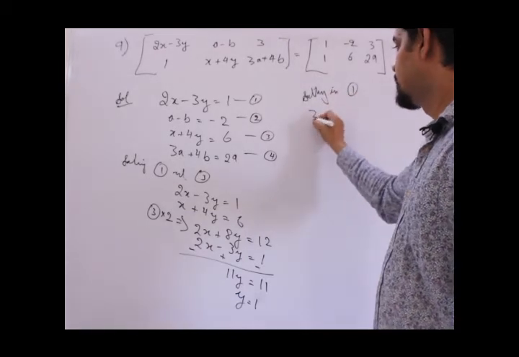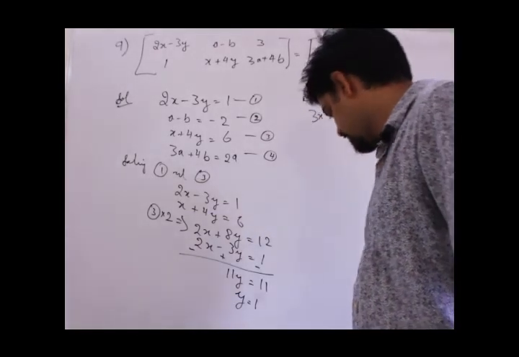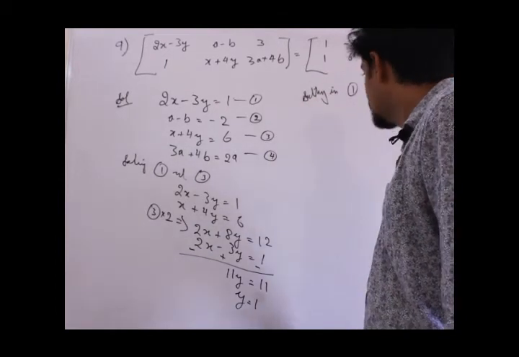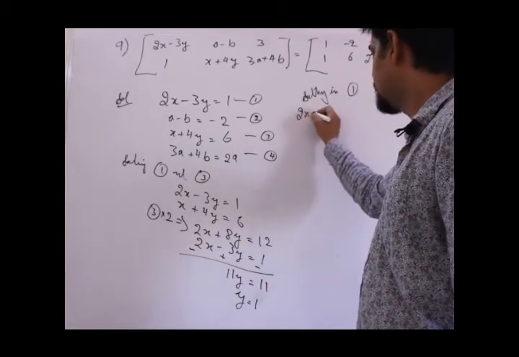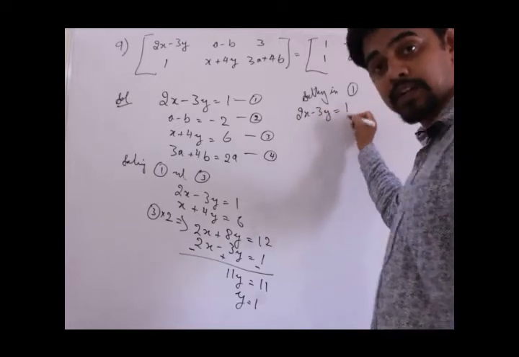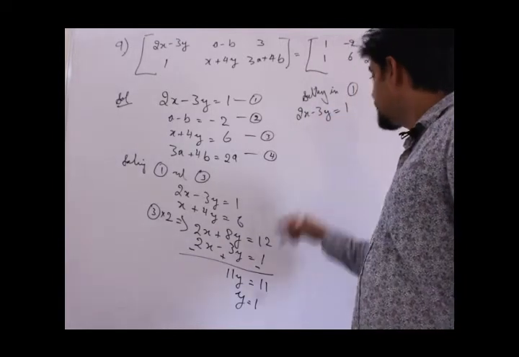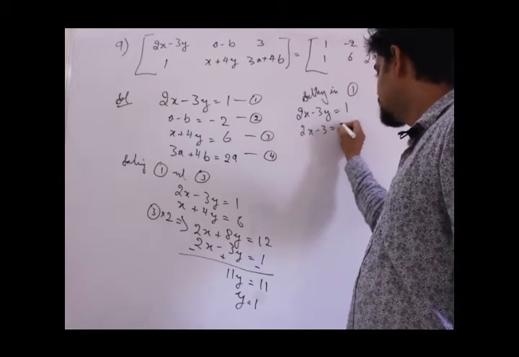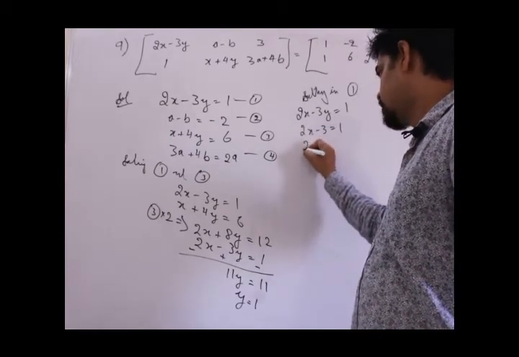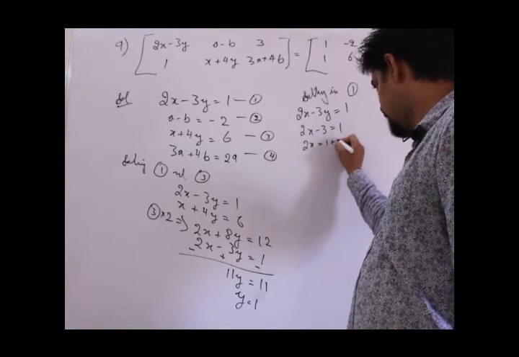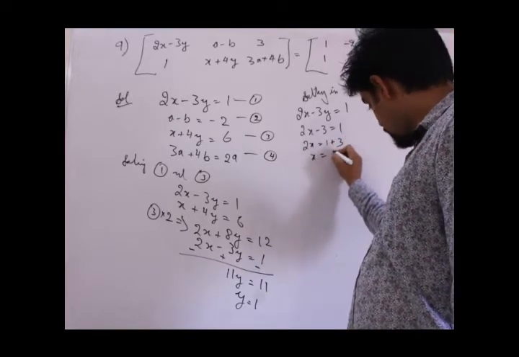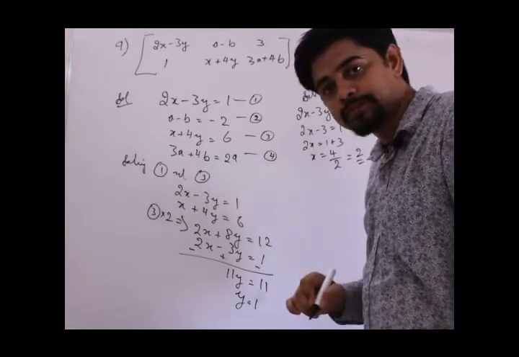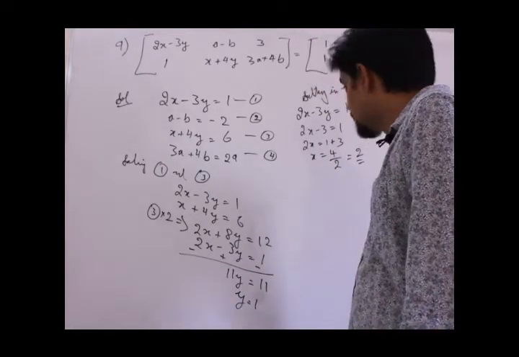So 2x minus 3y is equal to 1. Substituting the value of y as 1 here, this will be 2x minus 3 is equal to 1. 2x is equal to 1 plus 3. X is equal to 4 upon 2, which is equal to 2. I hope it is clear.